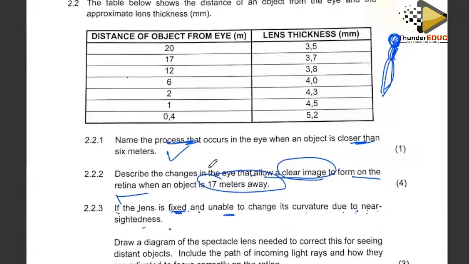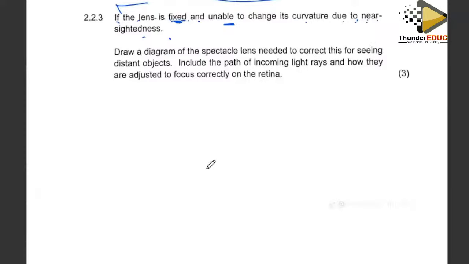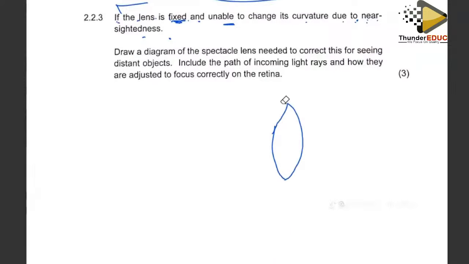So when you look at it, here it was 17 meters. So it means that the lens is going to be like this. You understand? But they're saying that it is thin. Did I draw it thin? Let me just redraw it so that it doesn't look fat.